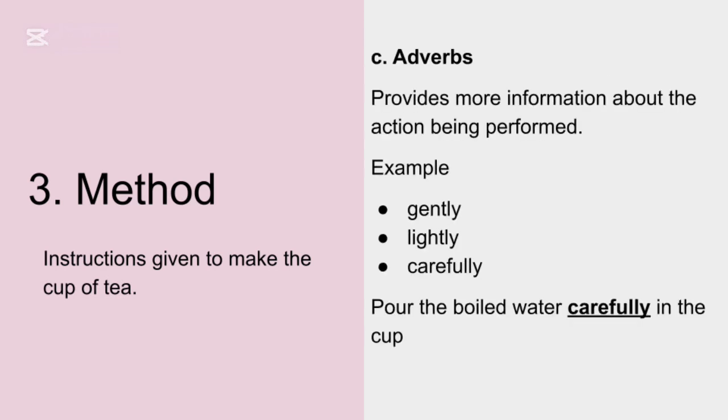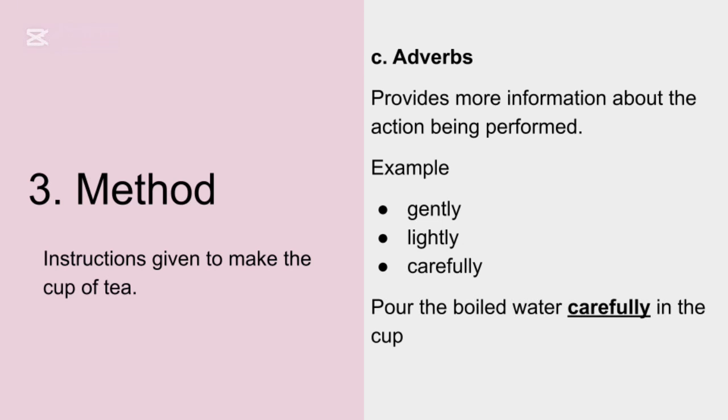Lastly, under method, we are going to look at adverbs. Provides more information about the action being performed. Now, examples: gently, lightly, carefully. So once you start writing your instructions, you need to include this. It tells the reader how to do the action. Let's look at my example. Pour the boiled water carefully in the cup.